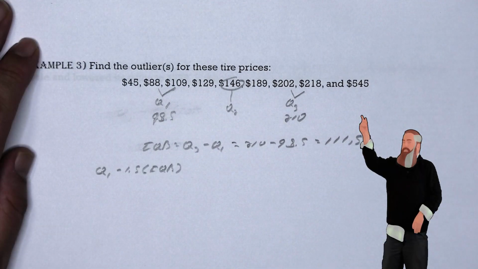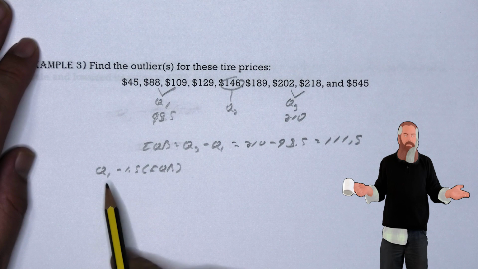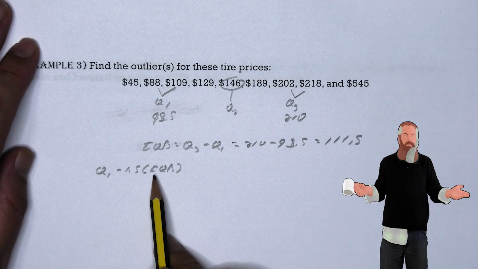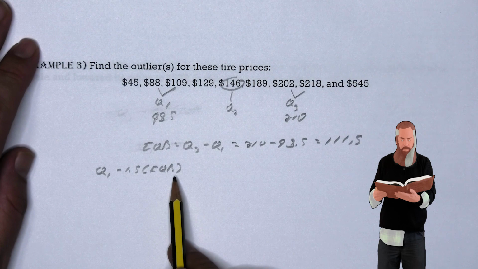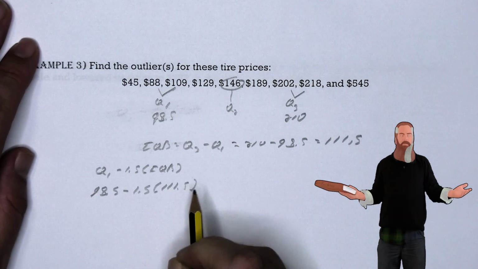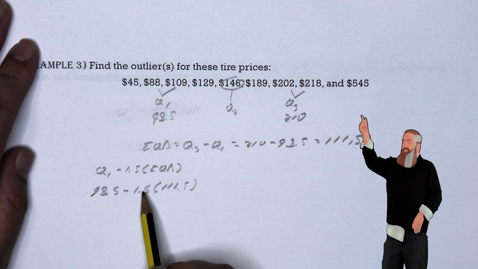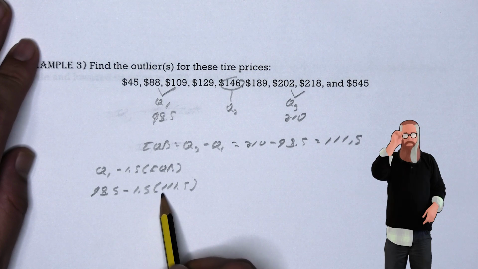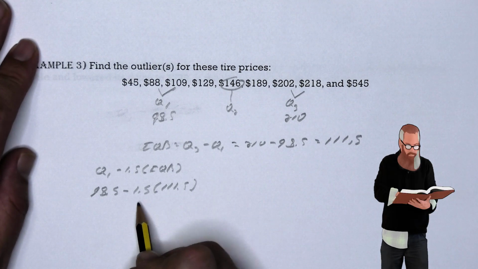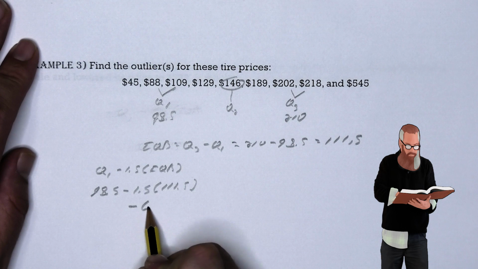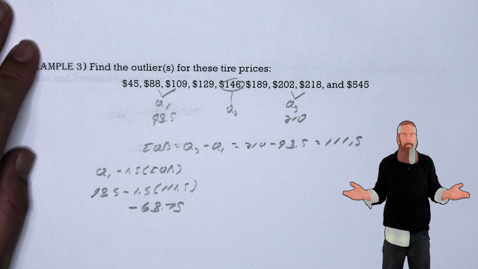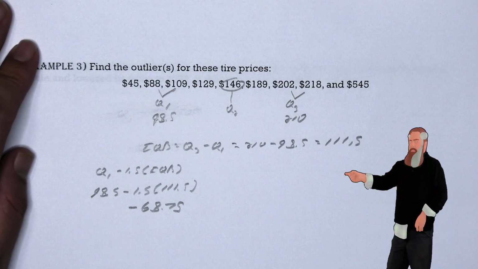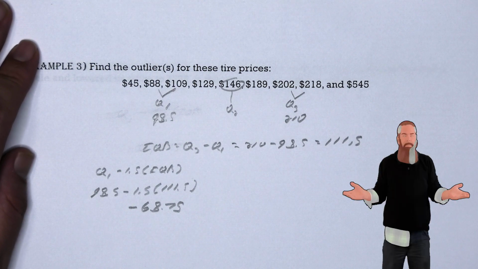111.5. Now we're going to use Q1 minus 1.5 times the interquartile range to compute the boundary for the lower outlier. So 98.5 minus 1.5 times 111.5. This is going to give us a negative 68.75. Any number below negative 68.75 is an outlier, and there are no lower outliers here.